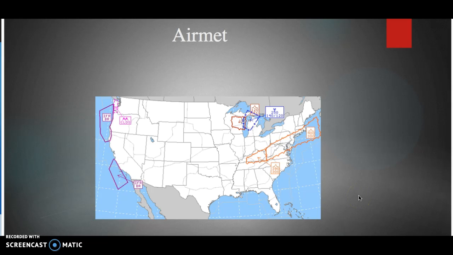Moving on to the AIRMET, we see IFR conditions in the Pacific area, the coast of California and Washington here. We also see mountain obscuration here in the corner of the very north of the continent.